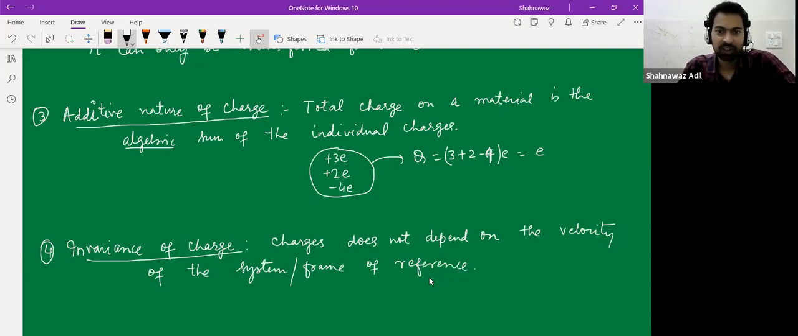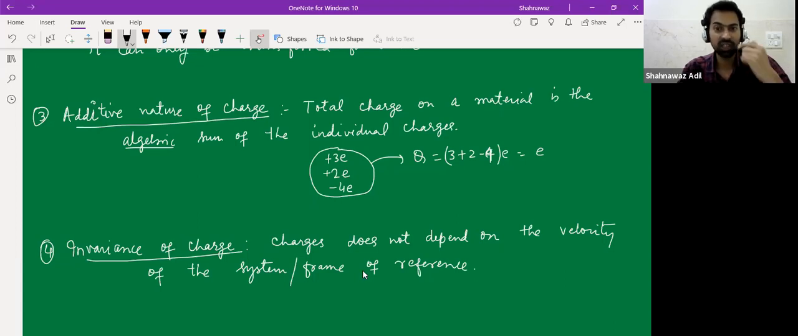Let's say in a car you have some 3 coulomb charges, and the car travels some distance and is moving with some velocity. So the charge will always be 3 coulomb, whether you look from inside the car or you are outside the car looking inside and measuring the charges. All the people will measure the same charges.